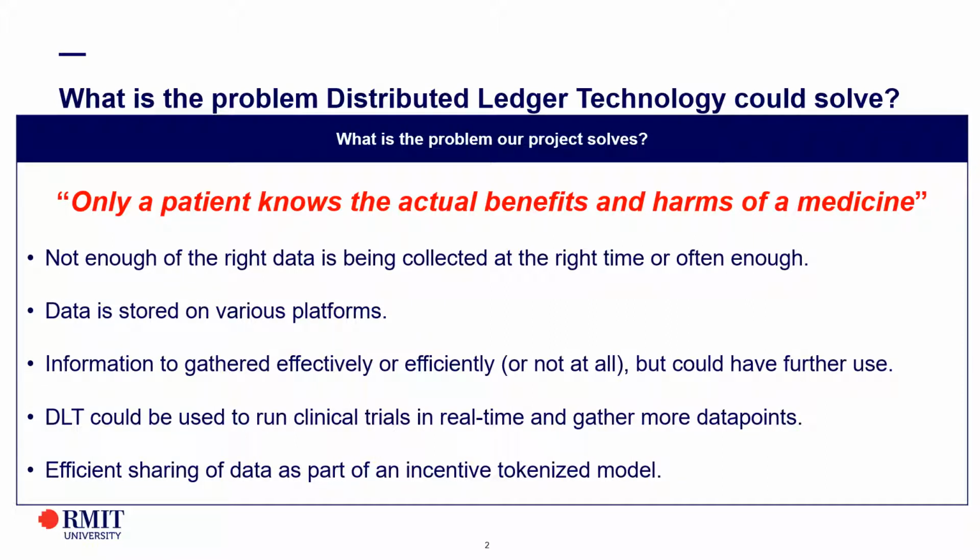Begin with what I think is a very powerful statement. Only a patient knows the actual benefits and harms of a medicine. It is highly probable that not enough of the right data is being collected at the right time or often enough from our candidates and patients on clinical trials. Data is stored in various platforms and is also not gathered effectively or efficiently, and sometimes not at all, but could have further use. DLT could be used to run clinical trials in real time and gather more data points for us. The DLT could also enable our candidates and patients to benefit from the efficient sharing of their own data as part of an incentivized and tokenized model.